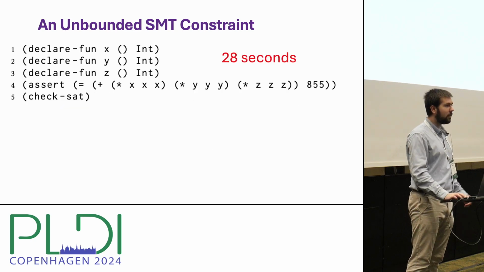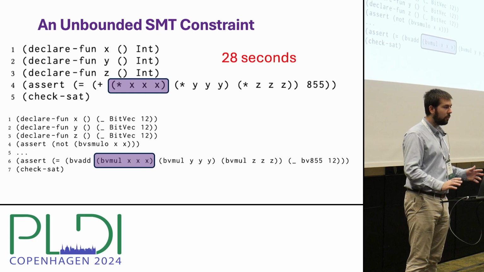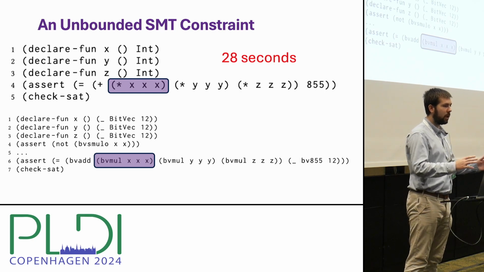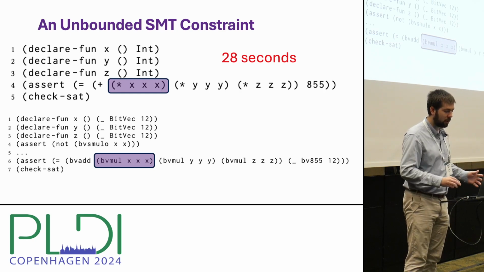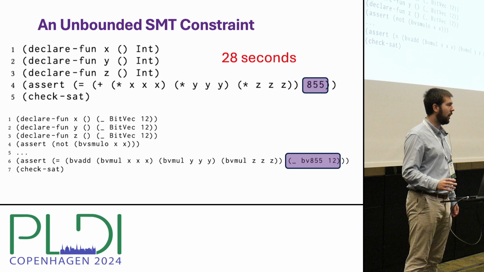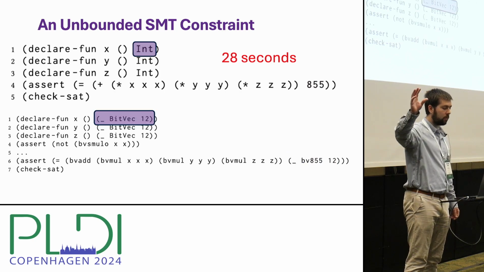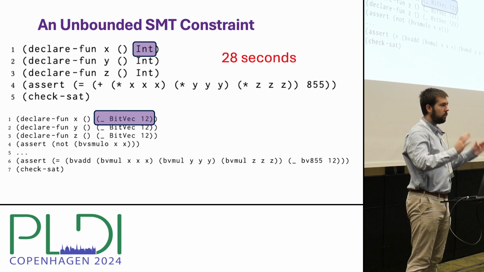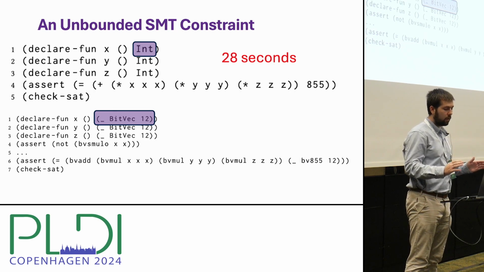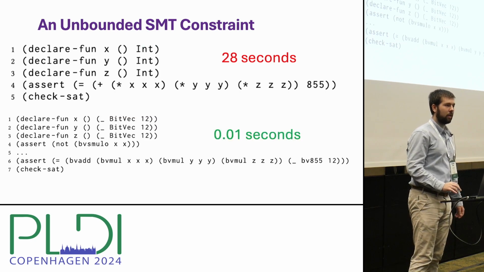So to motivate that, let's take a look at a second very similar constraint, which you see here. We still have multiplication of the variables by each other, except now it's bit vector multiplication instead of regular multiplication. We still have the constant 855. The real difference is that now instead of mathematical integers, we have bit vectors with fixed bit width 12. And Z3 can solve this second constraint in just 1/100th of a second, almost instantly.